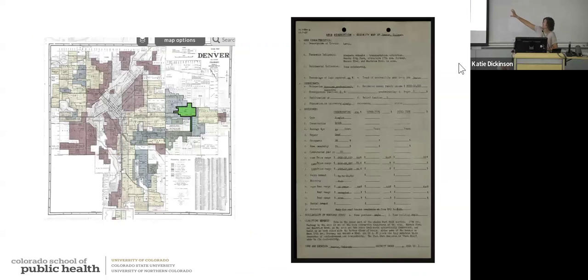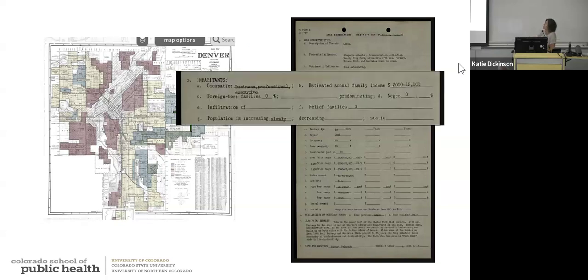And so if we look at, you're not going to be able to see this, but this is a very cool project called Mapping Inequality, led at the University of Richmond. And what they've done is they've digitized all of those original maps, and they've scanned in the actual forms that those folks from the federal government, who were coming out and going to these neighborhoods in Denver, were filling out to determine how each neighborhood was going to be rated.